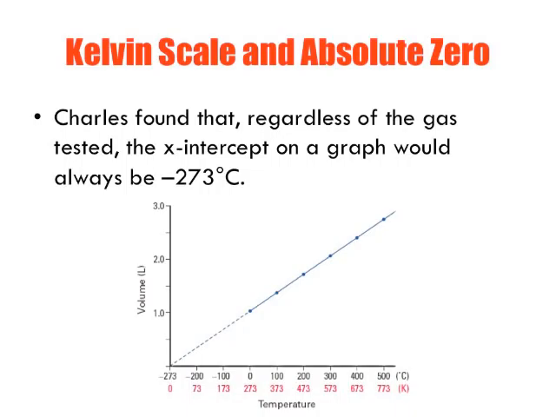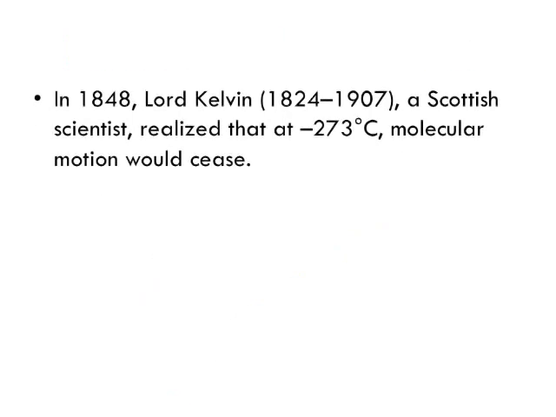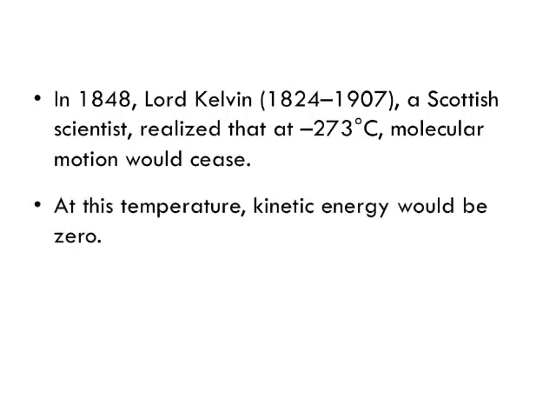And we're going to see now a new scale for measurement. Notice how the temperature scale at zero is not the lowest. And usually when we're graphing, we always start the axes at zero. But temperature can go into the negatives. In 1848, Lord Kelvin, a Scottish scientist, realized that at minus 273 degrees Celsius, molecular motion would cease. It would stop. That's more on a hypothetical. At this temperature, kinetic energy would technically be considered zero.